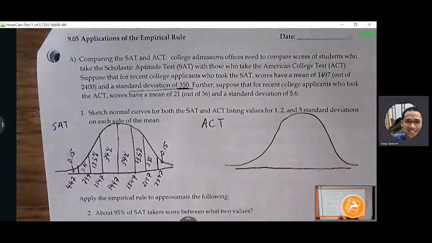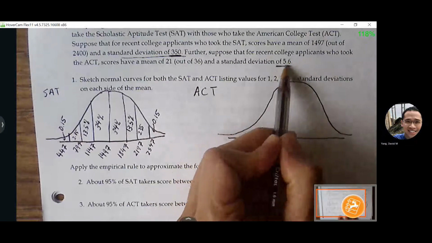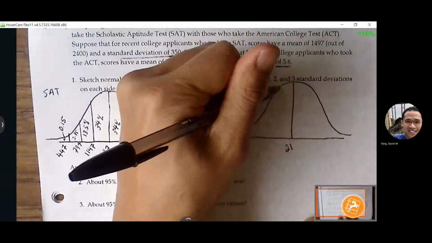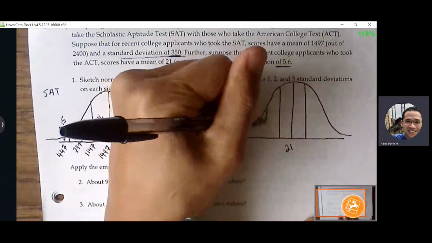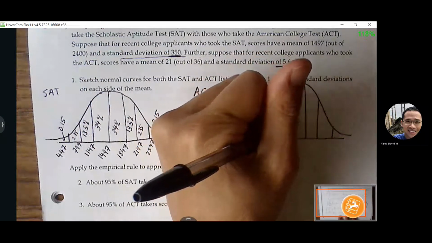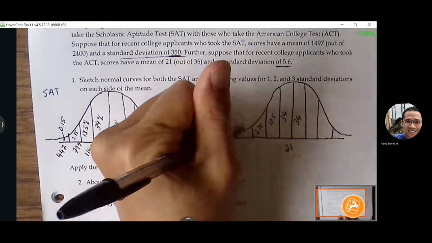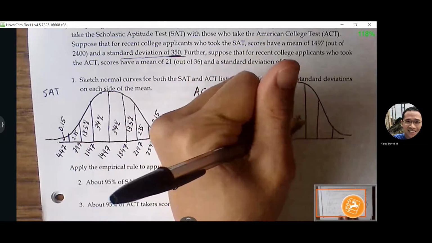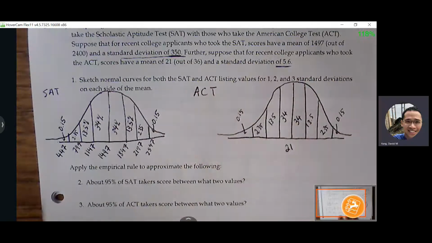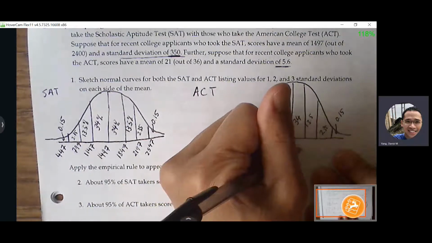Okay, so the ACT, mean is 21, and the standard deviation is 5.6. Okay, so 21 plus 5.6, 6.6.